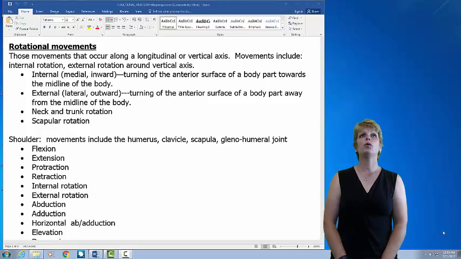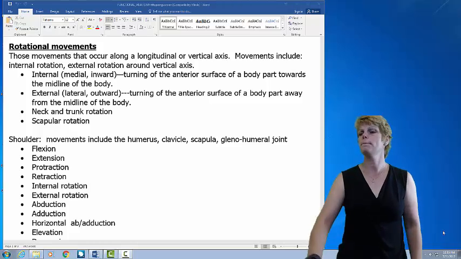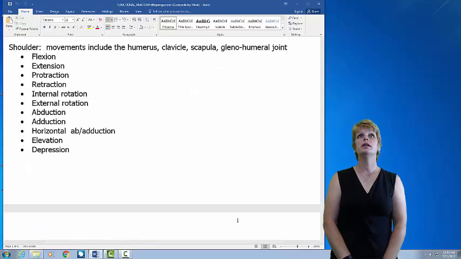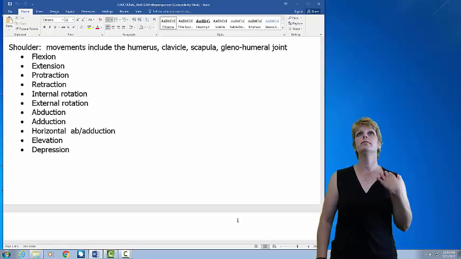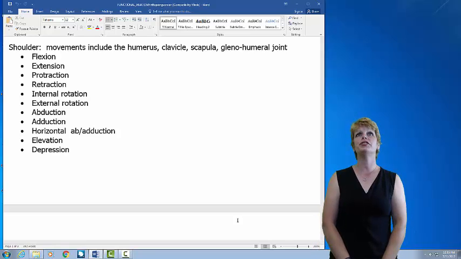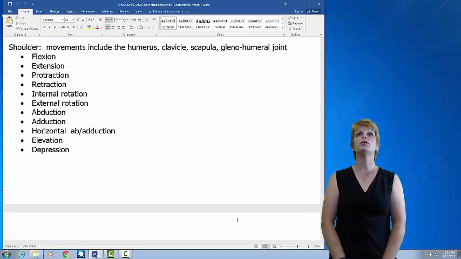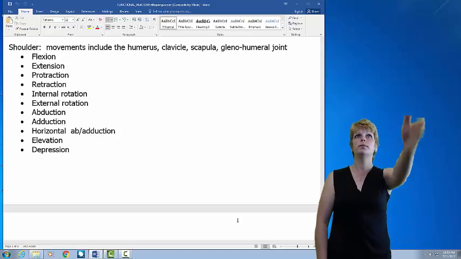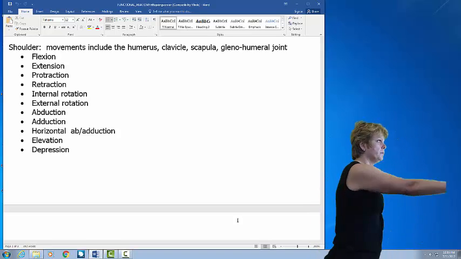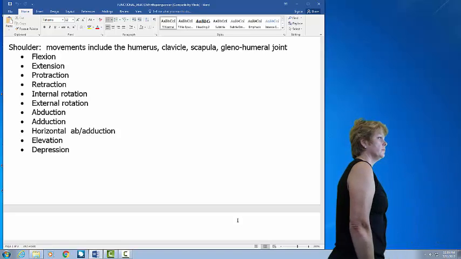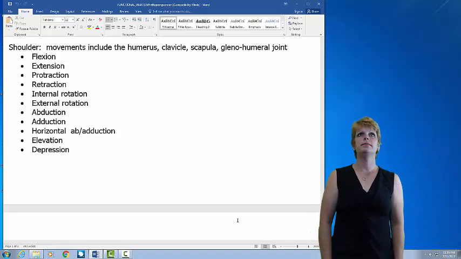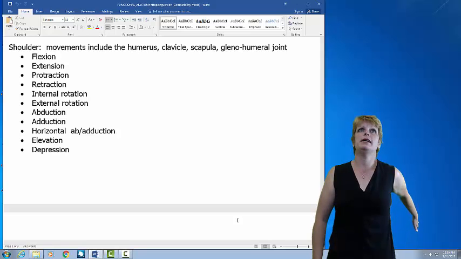The next part, we're going to be starting on the shoulder. The shoulder movements include the humerus, clavicle, and scapula, which is on the posterior side of your body, and the glenohumeral joint. So it deals with those 3 different bones. Let's talk about it and I'll demonstrate each one. Shoulder flexion is actually flexion of the shoulder. I'll do it in 2 planes. Shoulder extension would be behind me.